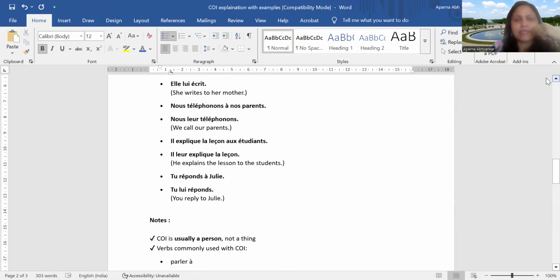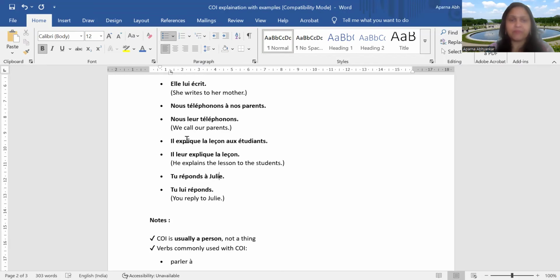Now see the next example. Nous téléphonons à nos parents. Nous téléphonons à qui? À nos parents. So it is à plus person replaced by leur. Please remember this one. À nos parents is third person plural. Because students get confused here, sometimes they make a mistake. When they see nos parents, they think it to be a pronoun nous, but it is not like that. It is leur. Nous leur téléphonons.